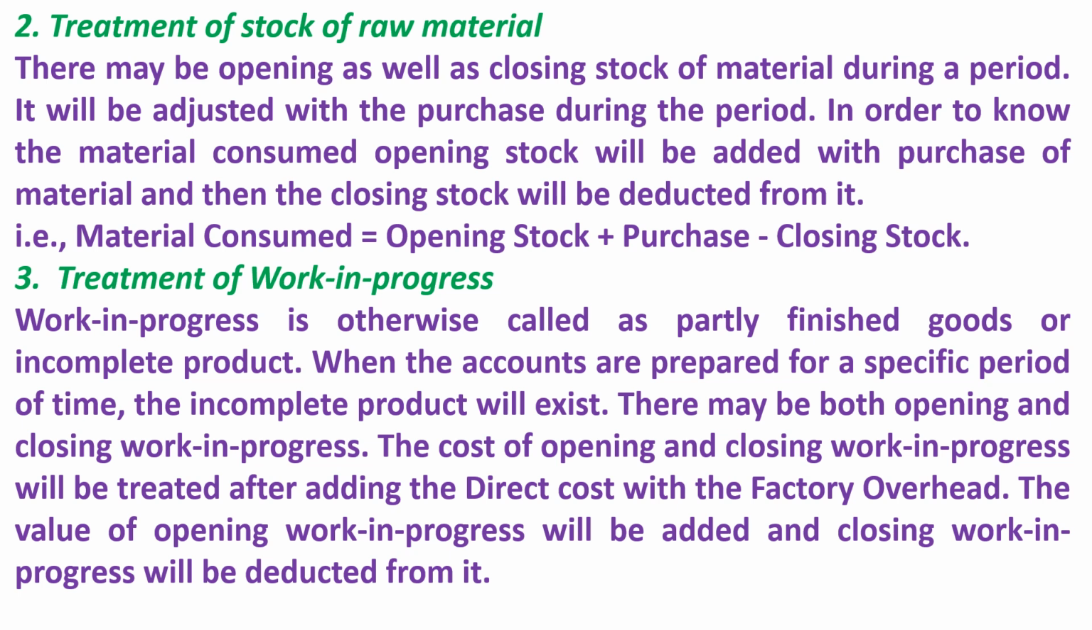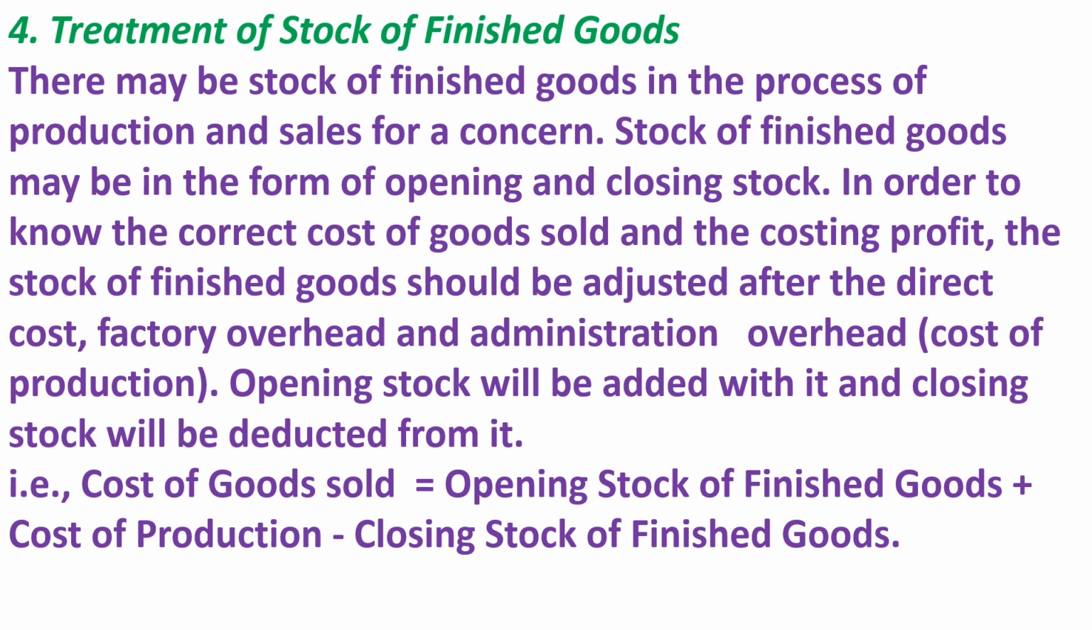3. Treatment of work in progress. Work in progress is otherwise called partly finished goods or incomplete product. When the accounts are prepared for a specific period of time, the incomplete product will exist. There may be both opening and closing work in progress. The cost of opening and closing work in progress will be treated after adding the direct cost with the factory overhead. The value of opening work in progress will be added and closing work in progress will be deducted from it.